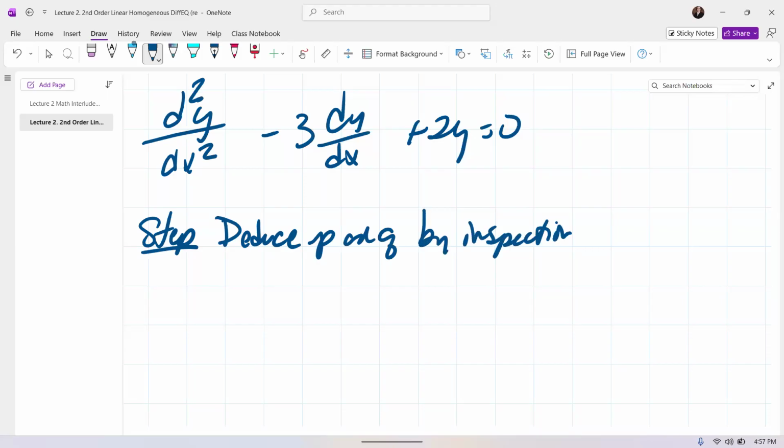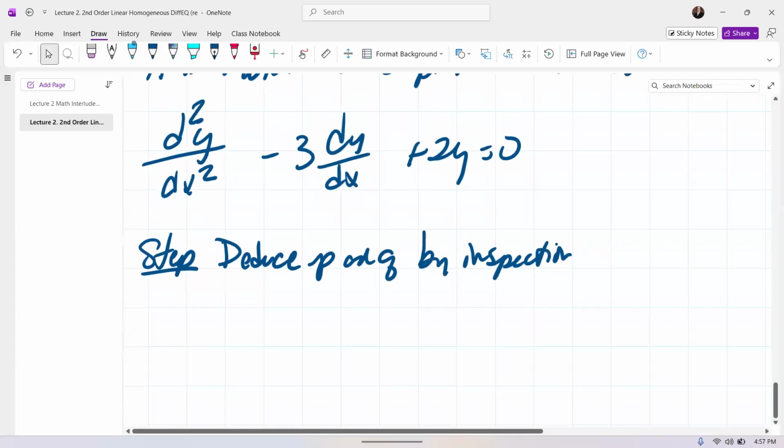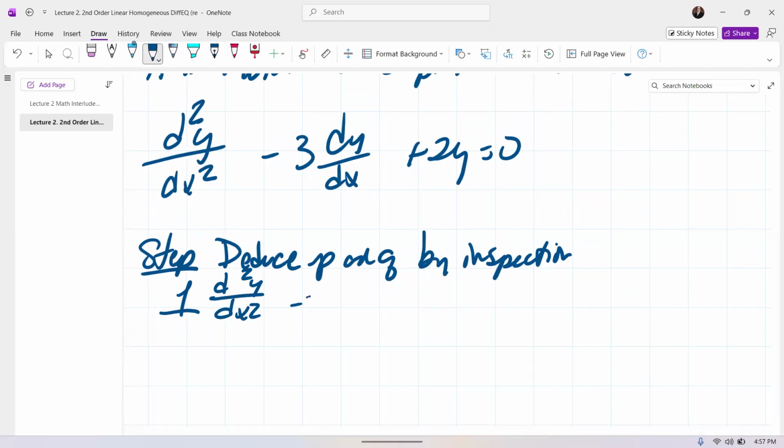Okay, so step 1 is deduce P and Q by inspection. Let's actually just write this out. So here is our equation. I'm going to just write it out. 1 d squared y over dx squared minus 3 dy dx plus 2y equals 0. And this is the Leibniz.